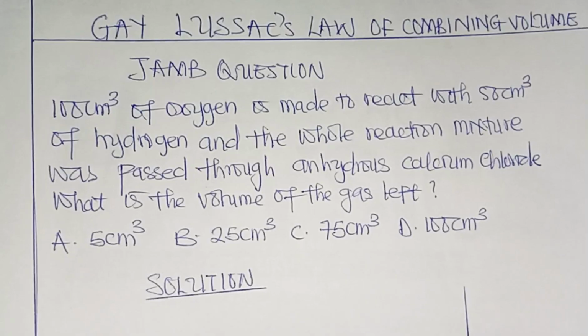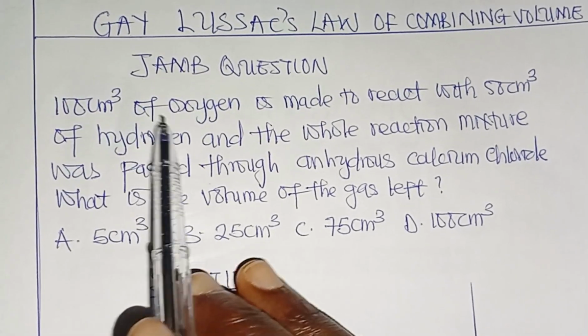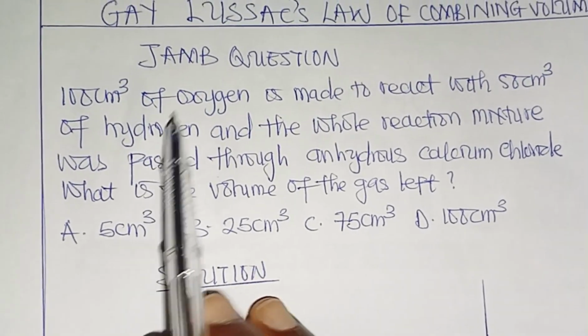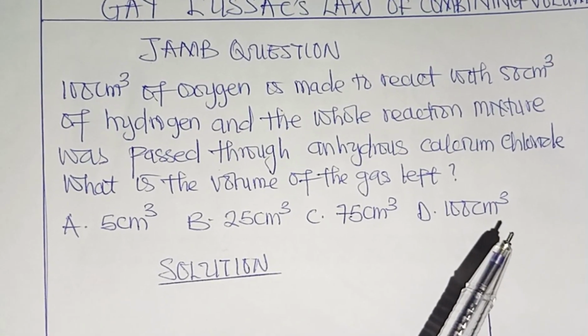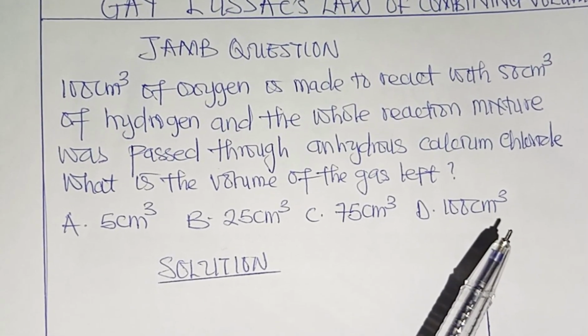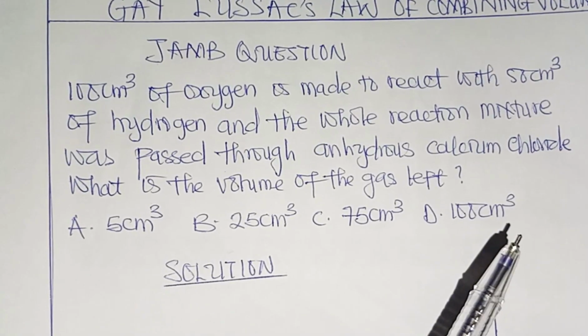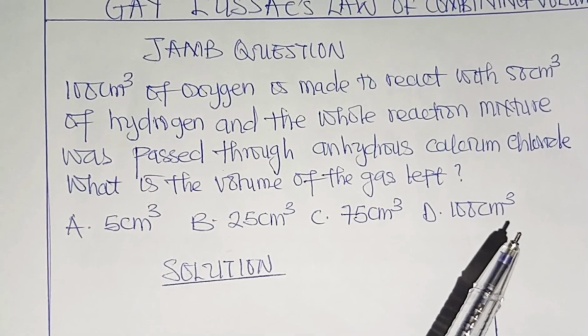Still on Gay-Lussac's law of combining volumes. Let's solve this JAMB question. 100 cm³ of oxygen is made to react with 50 cm³ of hydrogen, and the whole reaction mixture was passed through anhydrous calcium chloride. What is the volume of the gas left?